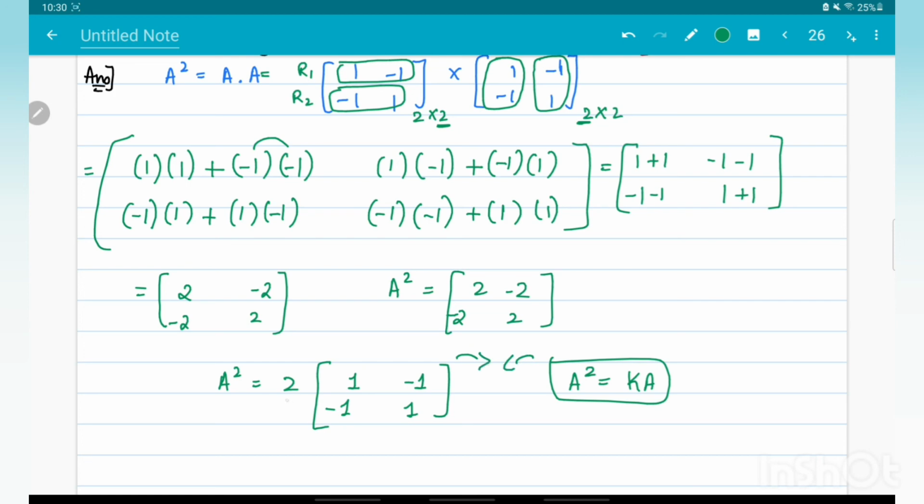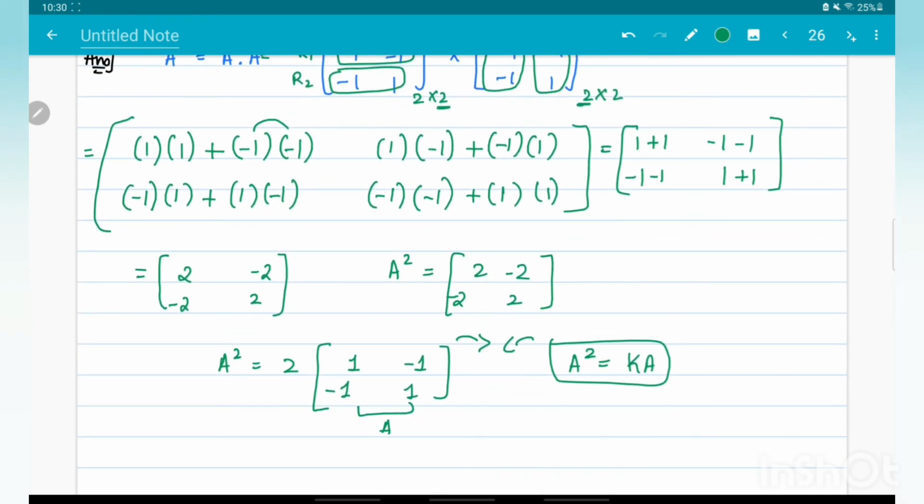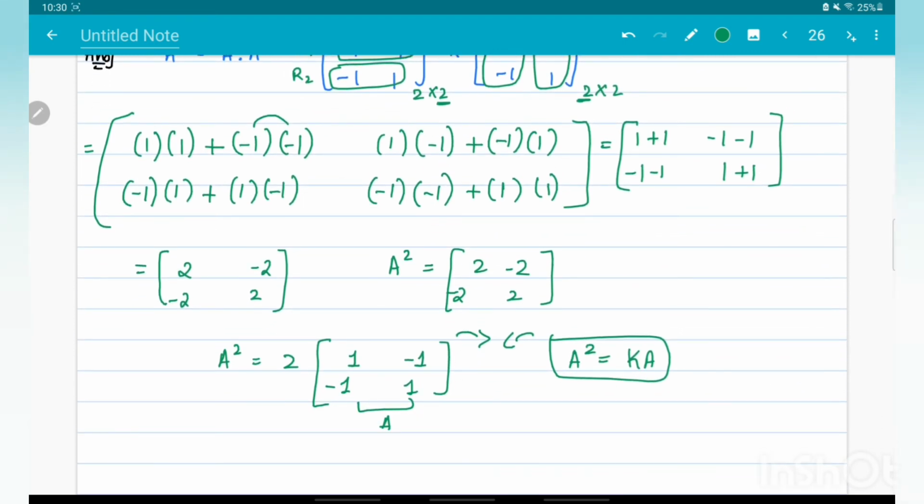you can see here that A square is equal to kA, and this matrix is nothing but matrix A. If you check again, the matrix A was 1, minus 1, minus 1, plus 1, and this is the same matrix A. So we got it in the form, and comparing these two equations, we get to know that k is nothing but 2. So that is how we solve these kind of questions.